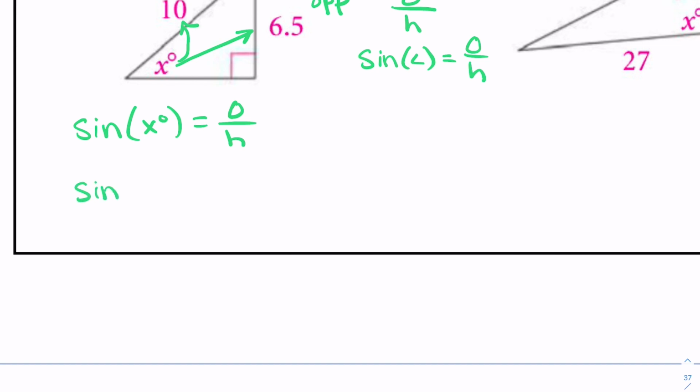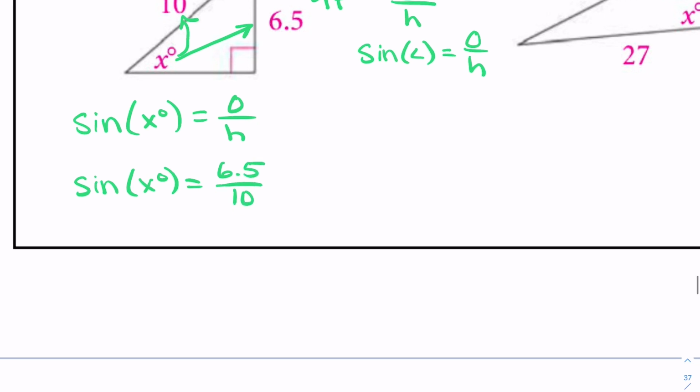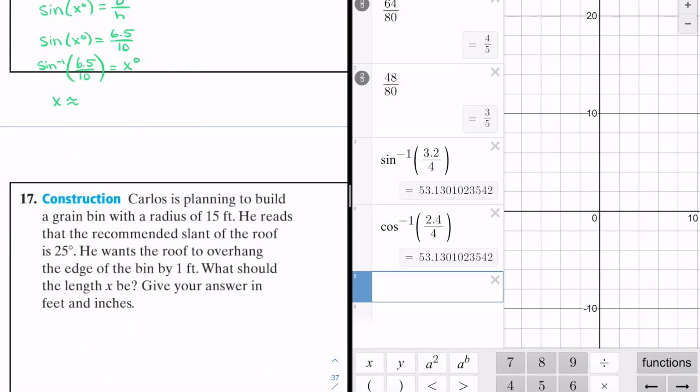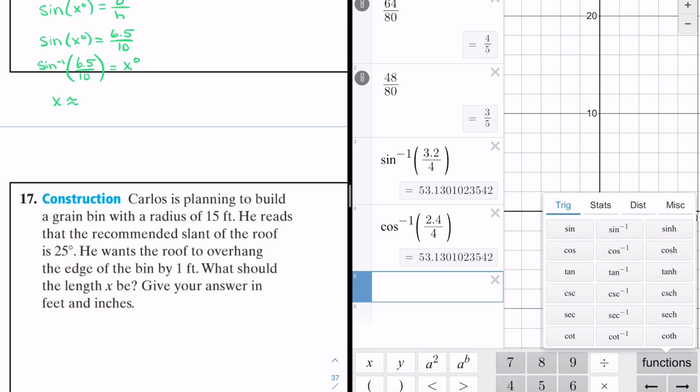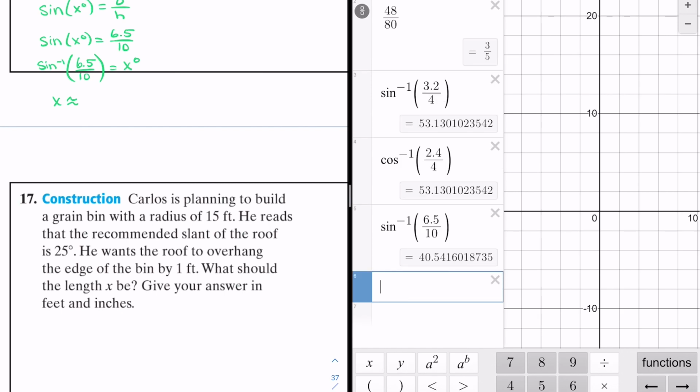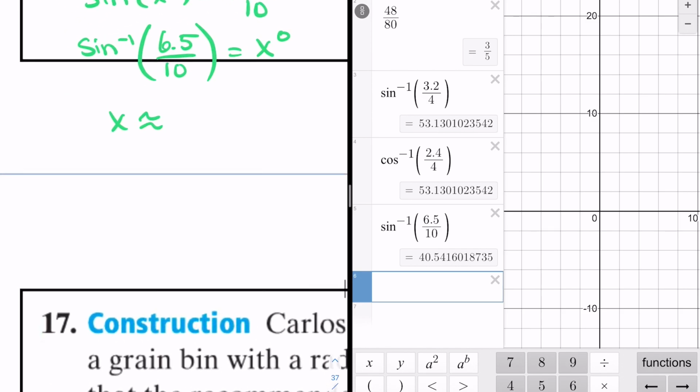The sine of angle x is equal to 6.5 over 10. So sine inverse, again, we're looking for angle measures. So sine inverse of 6.5 over 10. We're just going to flip the input with the output, which is x degrees. So x approximately equals sine inverse of 6.5 over 10, which is approximately 40.5416.